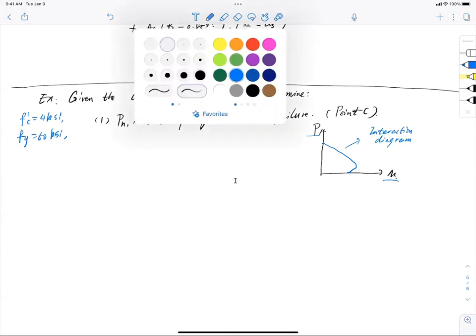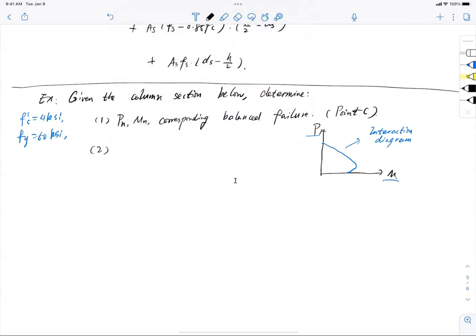For the second point, we're going to ask you to determine Pn and Mn along the tension failure region. This is a little tricky. I haven't heard this word before, tension failure region. What do you mean by tension failure region? That means if you have the compression failure region, which is right here, this is A, by the way, and B right here, C is right here on the bottom, B is here, E is at the crossing of the moment.